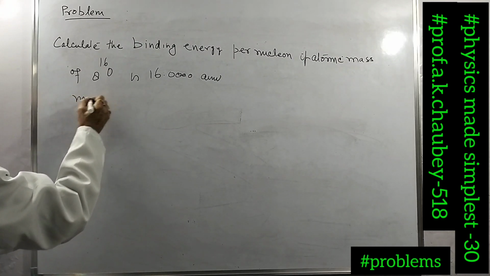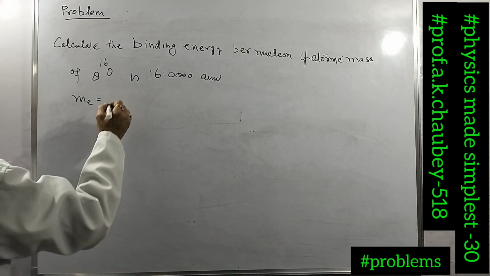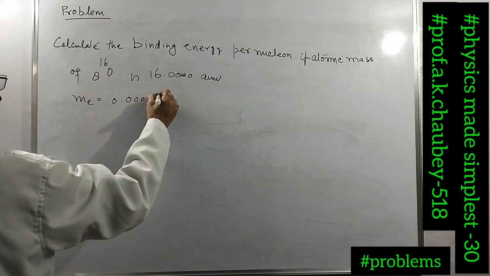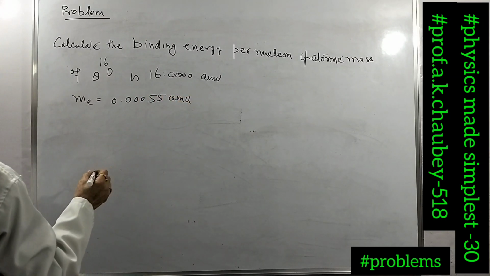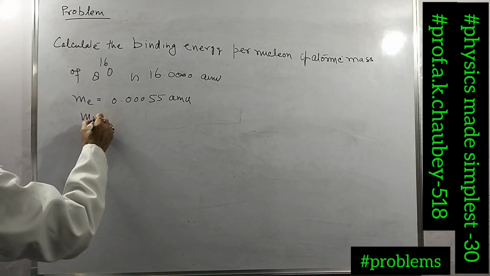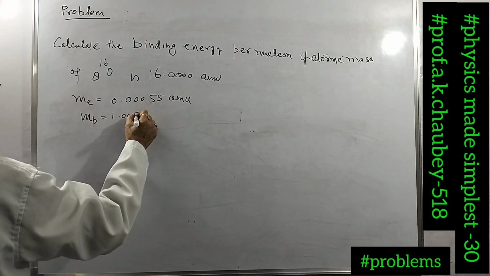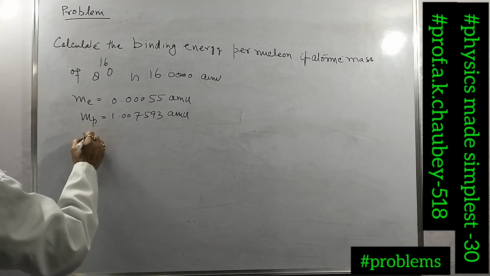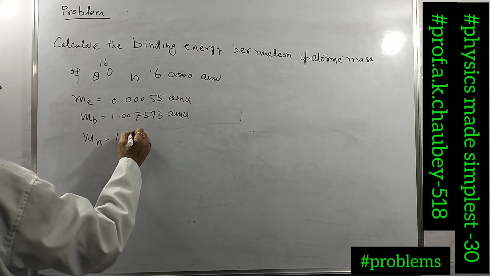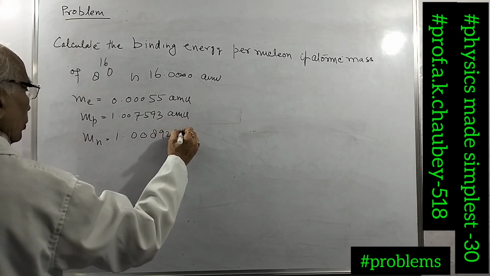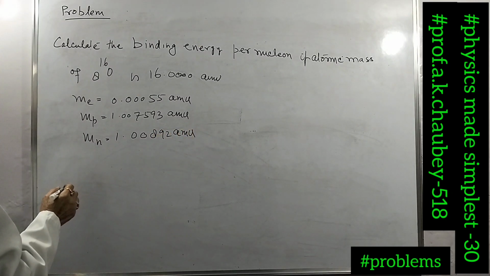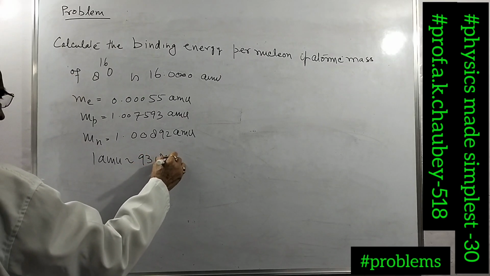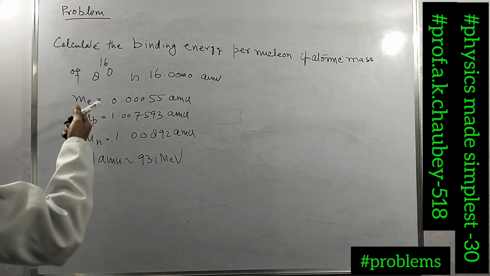the mass of electron is equal to 0.0005 atomic mass unit, the mass of the proton is 1.007593 atomic mass unit, the mass of the neutron is 1.00892 atomic mass unit. And say one atomic mass unit is 931 MeV. Give it like that. So you can do it now.